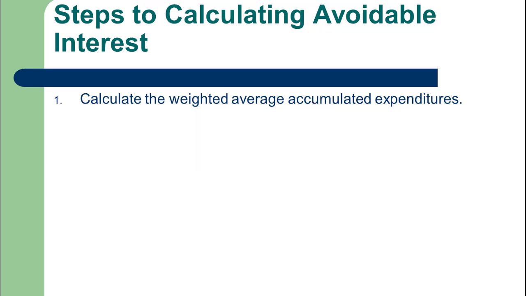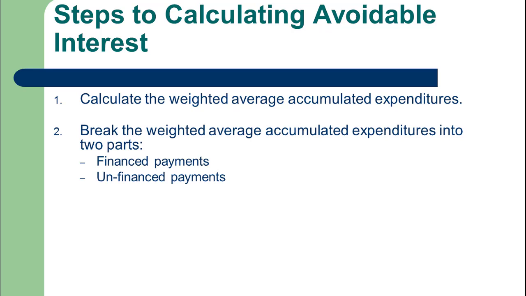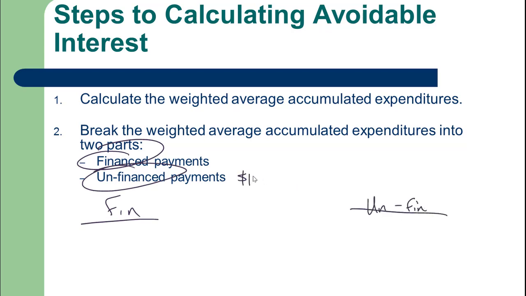The second step is we're going to break down those weighted average expenditures into 2 pieces, financed and unfinanced. So let's put financed over here and unfinanced over here. And we had $187,500 in this weighted average expenditure because we made those 2 payments at 2 different times during the course of the year. One at 6/30 and one at 9/30.